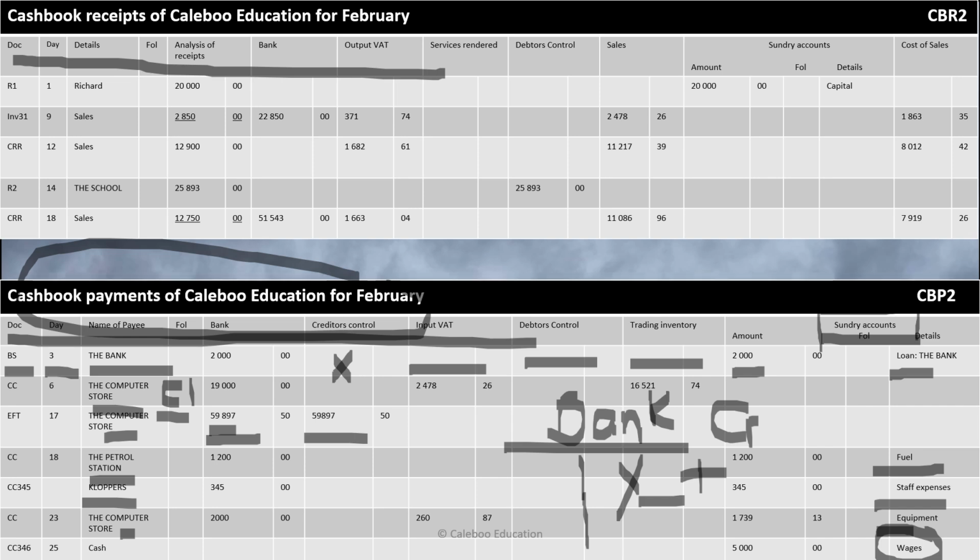The Cashbook payments is definitely, for me, easier than the Cashbook receipts, as the Cashbook payments didn't have that analysis of receipts column or a cost of sales column. In the Cashbook payments, we're looking at transactions where we're paying cash, by check or EFT, electronic payment, for items. So they're the column headings for Cashbook payments. Let's see if we can get on with some transactions.